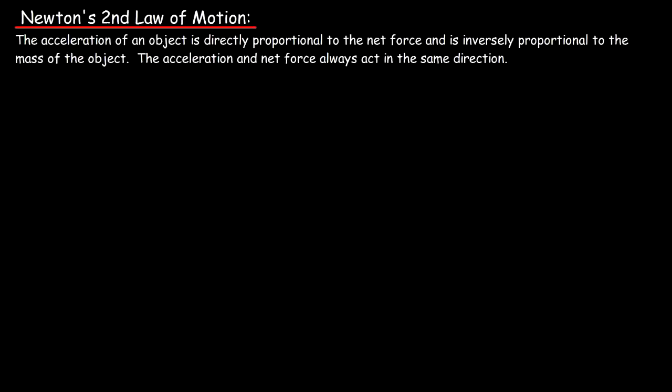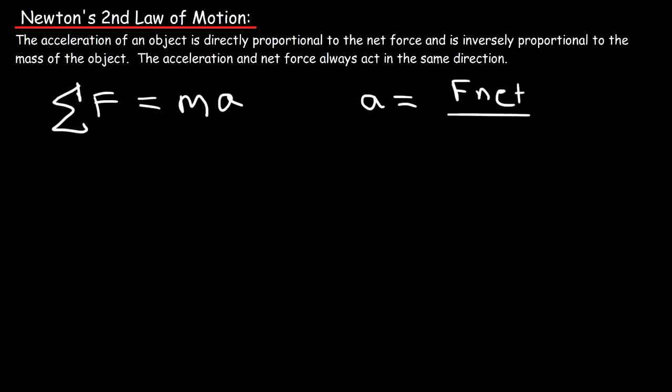So what's the main idea behind Newton's second law of motion? The basic idea behind it is that the acceleration of an object is directly proportional to the net force, and it's inversely proportional to the mass of the object. Perhaps you've seen this equation. The net force is the product of the mass and the acceleration. So the acceleration is equal to the net force divided by the mass.